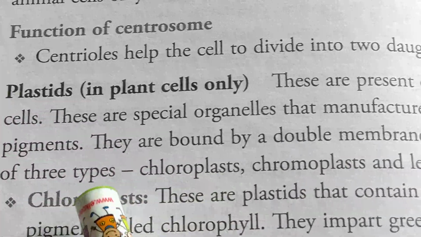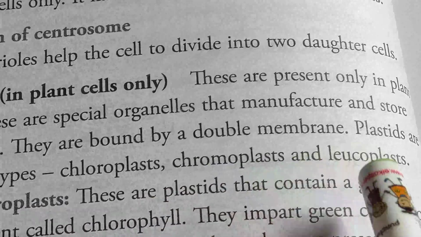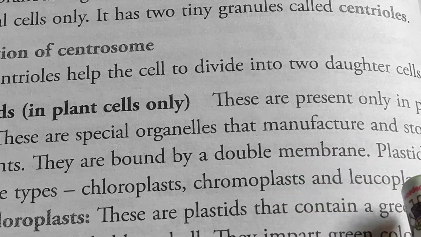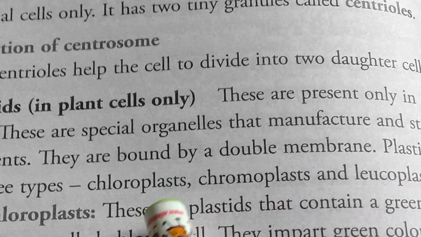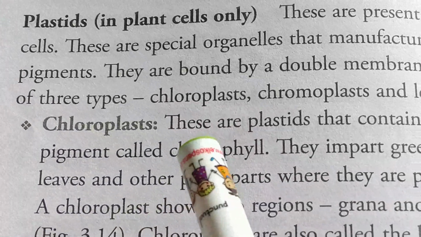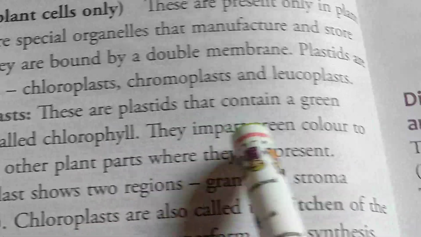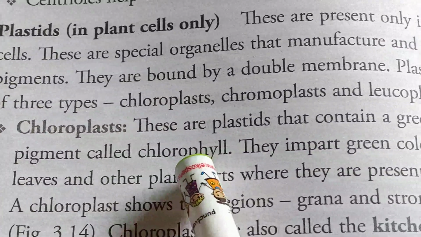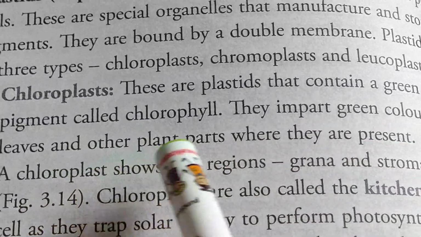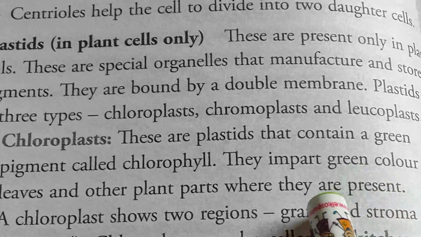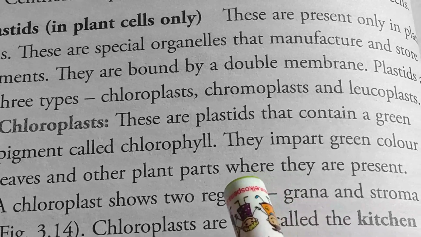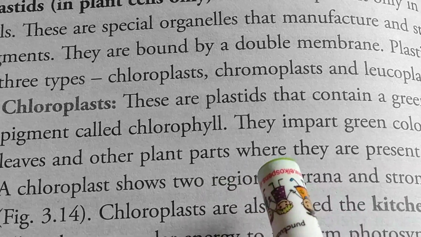Plastids are of three types: chloroplast, chromoplast, and leucoplast. Chloroplasts are plastids that contain a green pigment called chlorophyll. They impart green color to leaves and other plant parts where they are present. Chloroplasts are found in the green part of leaves because they possess chlorophyll, which produces the green pigment.